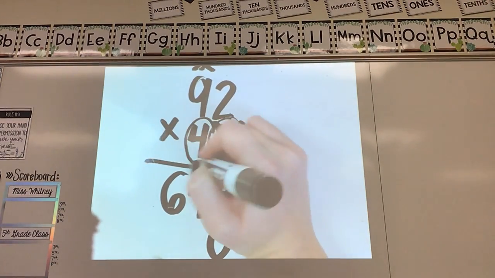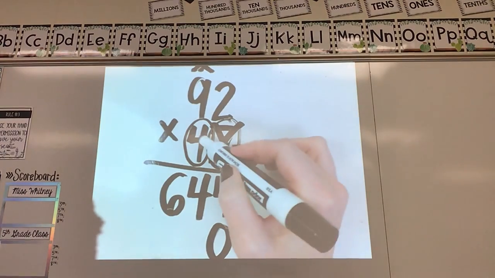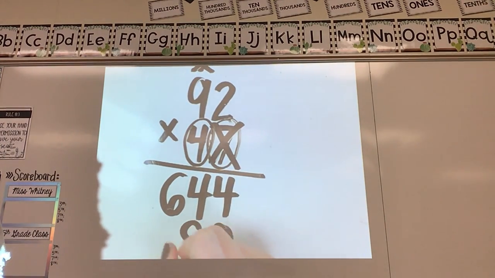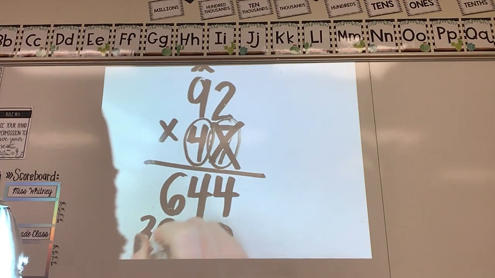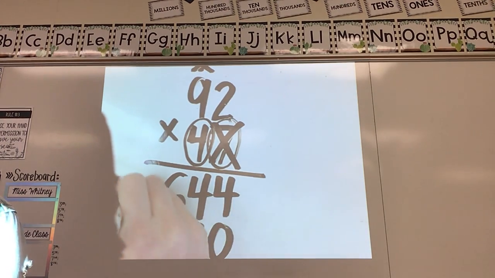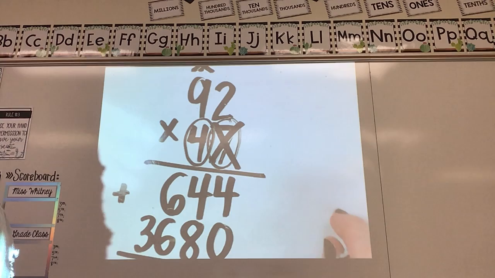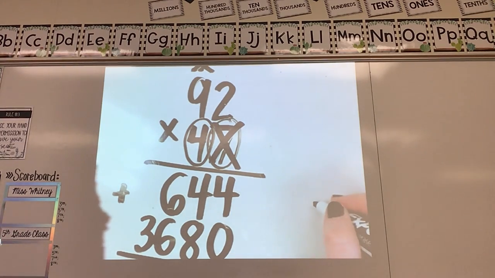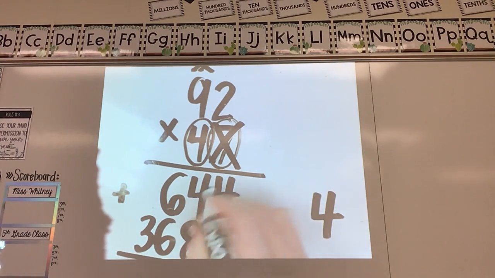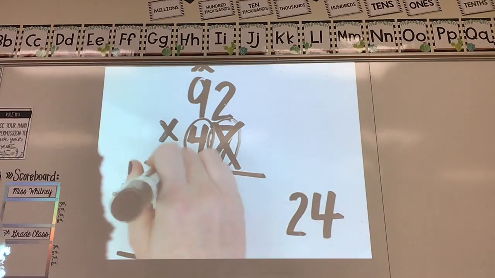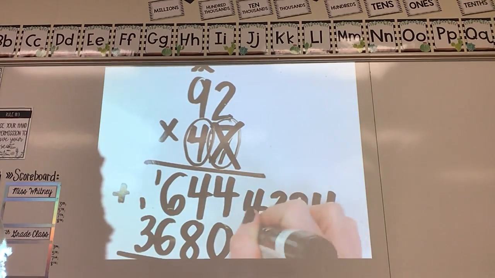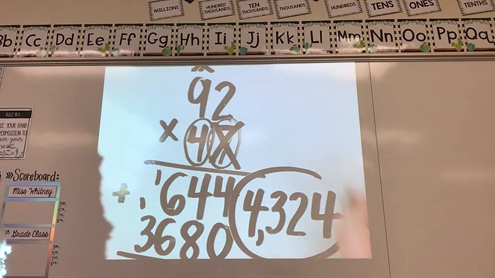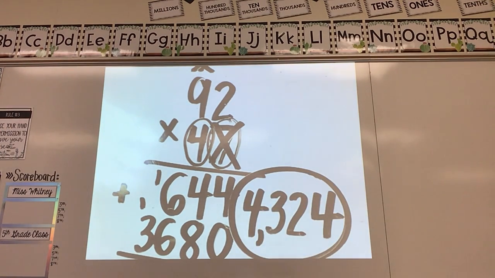Don't forget about the O. Then I go again using this number right here. So 4 times 2 is 8. 4 times 9 is 36. And then I add them up. I'll do my addition over here so that you can see it better. So that would be a 4. That would be a 2, carry my 1. That would be a 3, carry my 1. And that would be a 4, comma. 4,324 should be what you got.